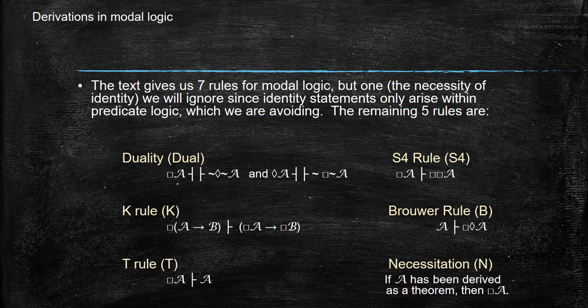Duality represents that equivalence relation between the two operators that we talked about in the last lecture. Necessarily A is logically equivalent to not possible not A, and possible A is logically equivalent to it's not necessarily the case that not A. That's the only equivalence that we work with.